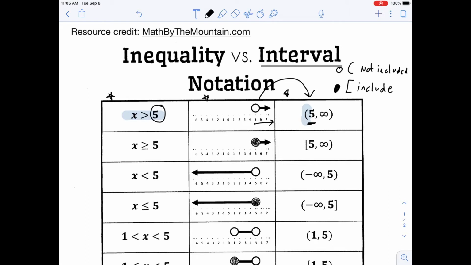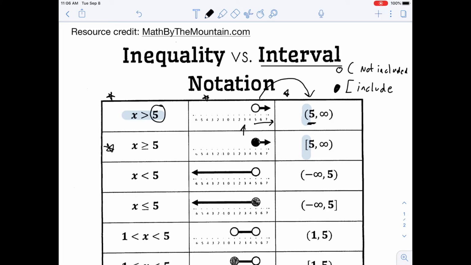So let's look at the next one here. x is greater than or equal to 5. The only difference here is that the graph is shaded, so we have that closed in. Instead of an open circle like we had here, we have a closed circle because we're including the 5. How does that change the interval notation? You can see that now, instead of a parenthesis, we have a bracket because we're including the 5. So we're starting at 5, including it, going all the way up to infinity.